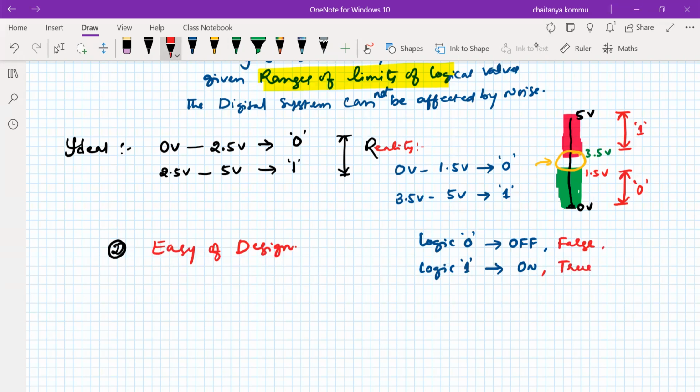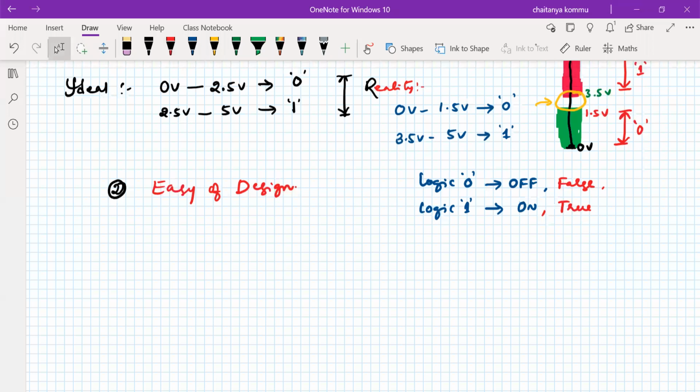Any device must be operated only in these two regions, either on or off. Whatever signal I apply to the digital system is either logic 0 or logic 1. That means for these input signals, the device must be on or off. Therefore, we use switching circuitry or switching devices within the digital system. A digital system is constructed by switching devices.